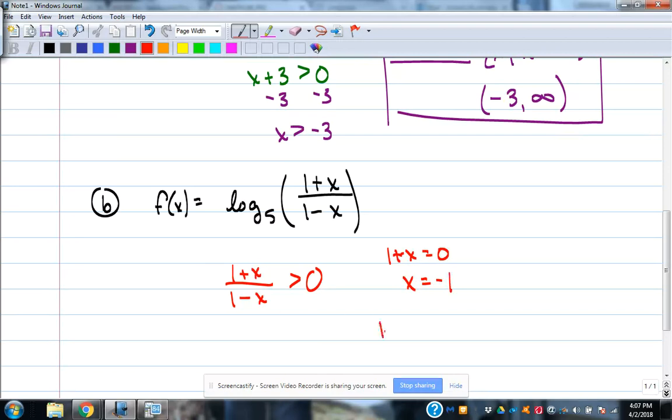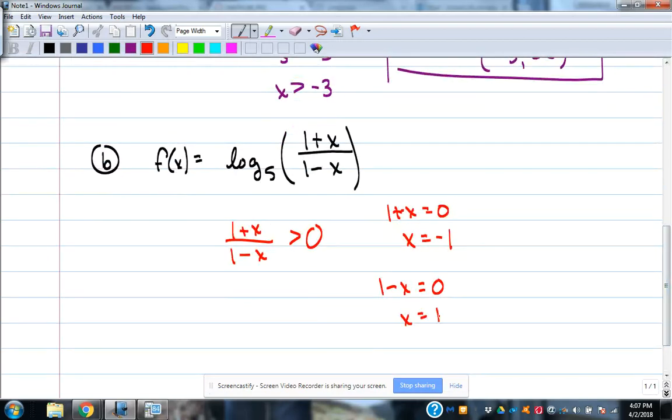And when is the denominator equal to 0? At positive 1. So those are the key places that we can't have. If the numerator was equal to 0, it really doesn't matter what the denominator is, right? Because the fraction turns into 0, which we know it cannot be. If the denominator is 0, we got a major issue because you can't even divide by 0. So that's where that happens at.